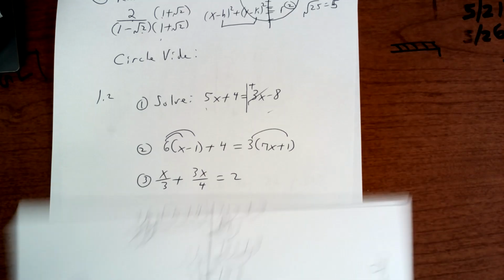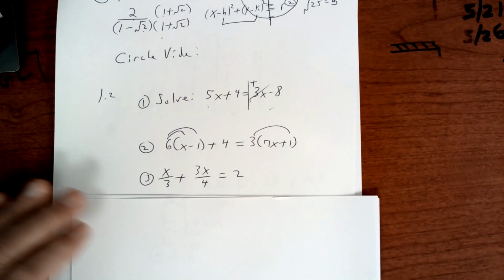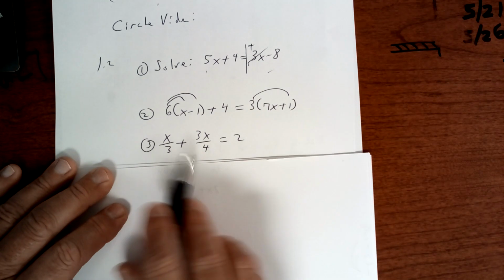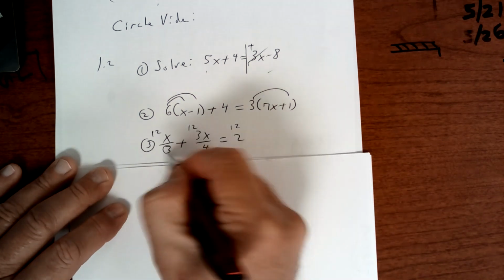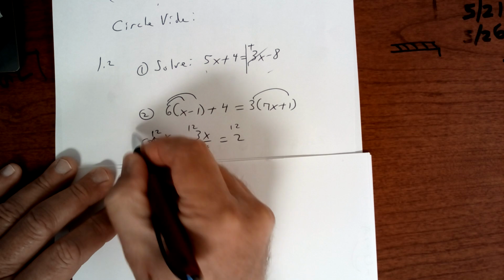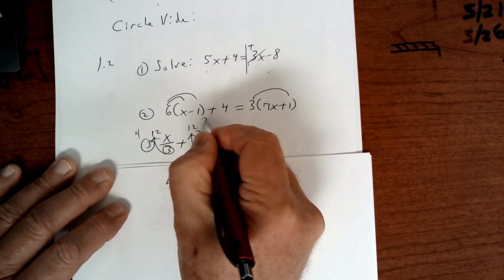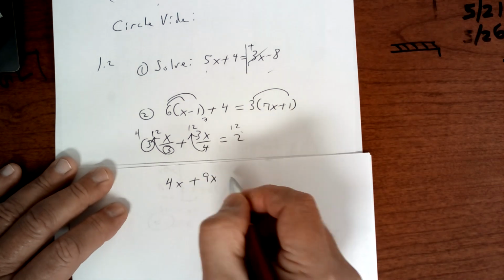Okay, last one for today. What you're going to do is multiply by your least common denominator. 3 times 4 is 12, so we're going to multiply by 12. All of these by 12. 3 goes into 12 4 times. 4 times x is 4x. 4 goes into 12 3 times. 3 times 3 is 9x. And that gives you 24.